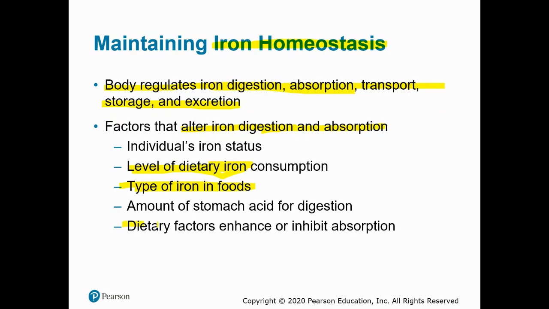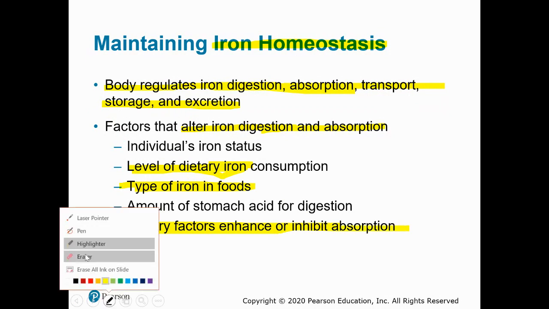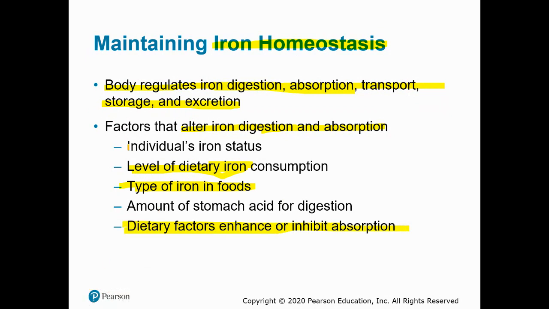And then we'll talk about some other factors of the diet that can either enhance or inhibit iron absorption. So those would be external factors affecting digestion and absorption. And then these last two here, our body status of iron. Again, usually if we have a poor or low body status of iron, the body's going to absorb more iron from the food, and vice versa.